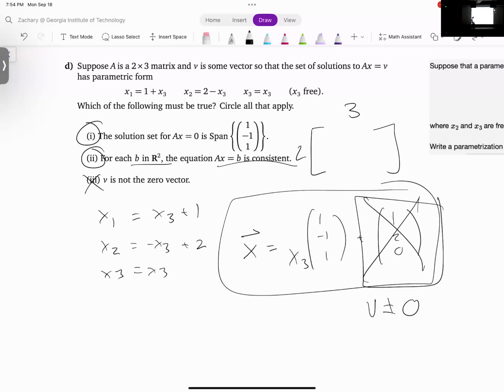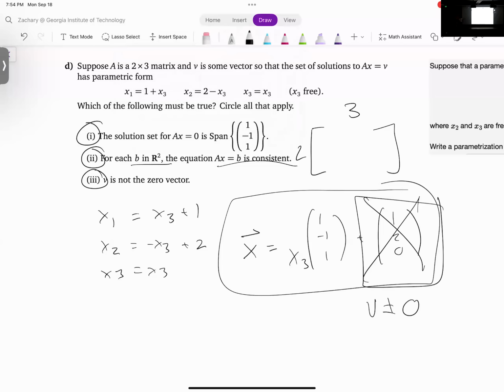If this was non-zero, it would be false. The third one. Oh, I got it backwards. That's true. That's true. That's true. I'm so sorry. I'm only human. Please correct me if you ever see anything wrong.